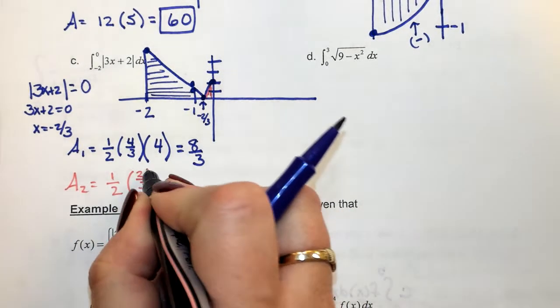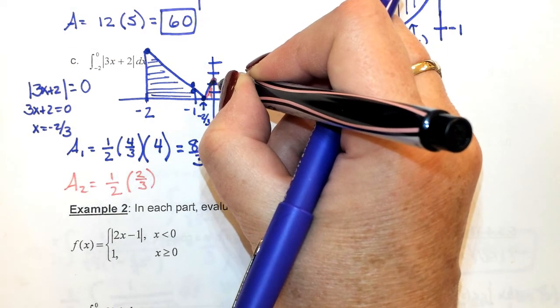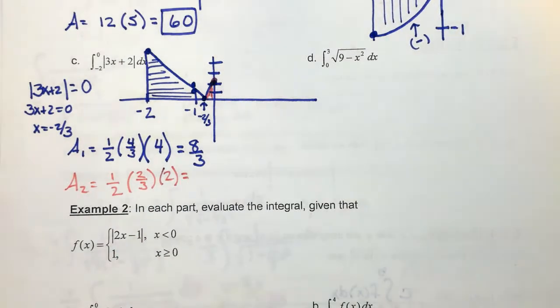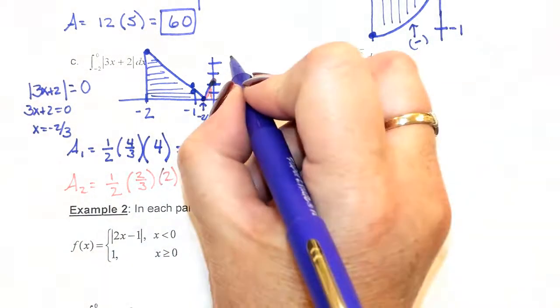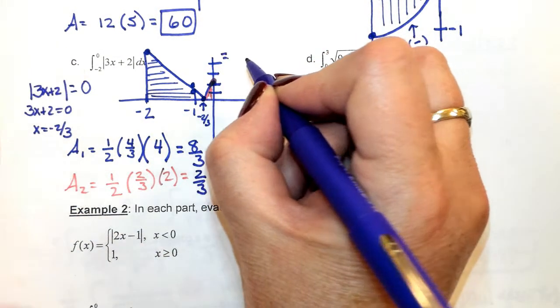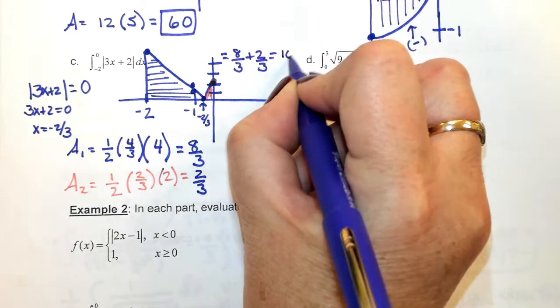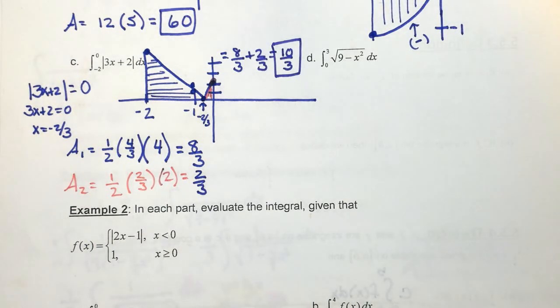2/3. And then the height's going to be where it's intersecting my y-axis right here, which is at what? 2. So then the area of my second triangle is going to be what? It's going to be 2/3. So now to find the area from -2 to 0, I'm simply going to add 8/3 plus 2/3. So that's going to give me a 10/3. Okay. So I can add just those 2 areas together.